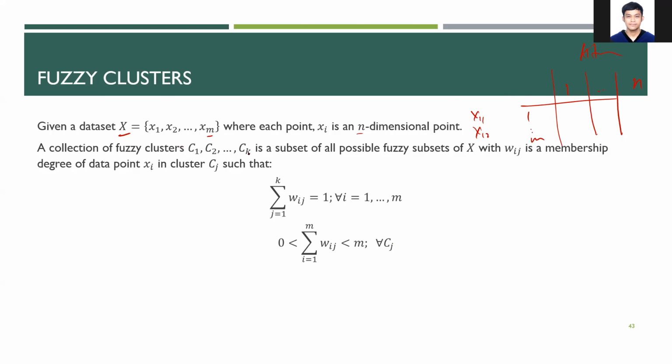We also have k clusters: C1, C2, up to Ck, each a subset of all possible fuzzy subsets. Each data point will belong to all clusters, but for each cluster it has a membership degree. So each data point xi in cluster j will have membership degree wij.